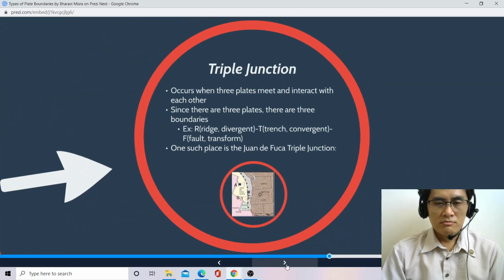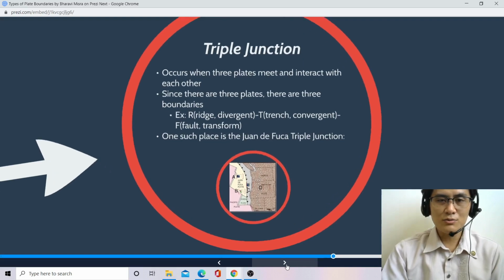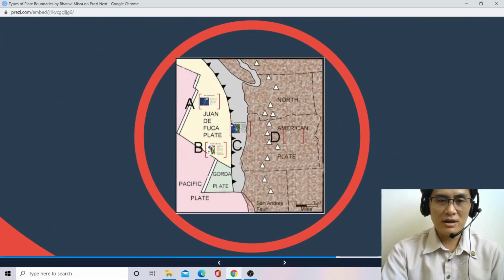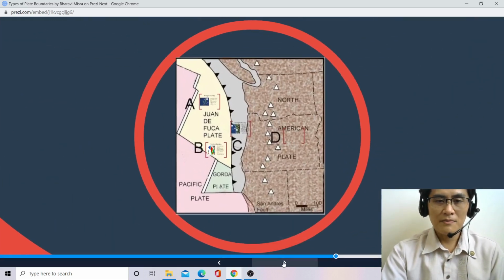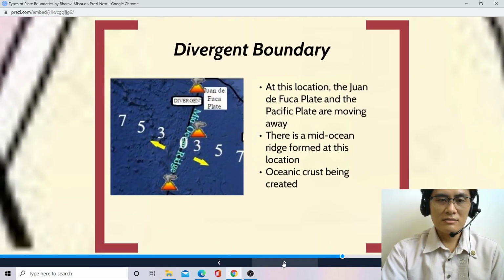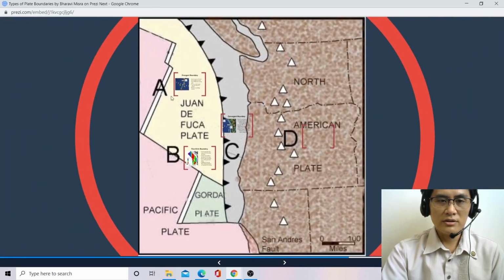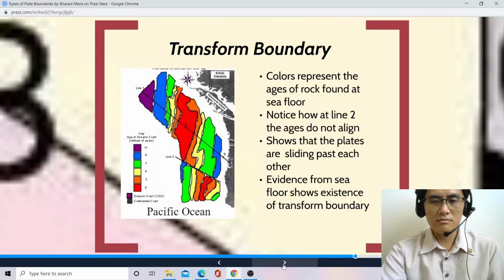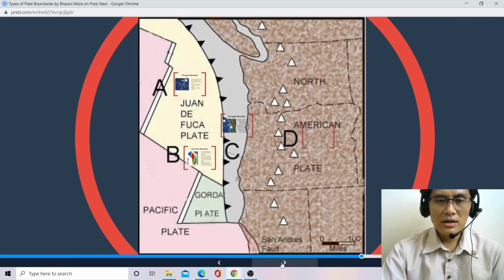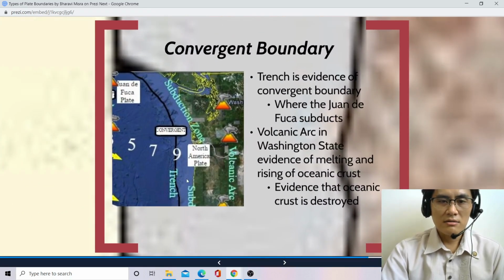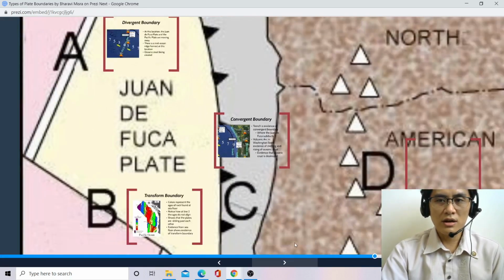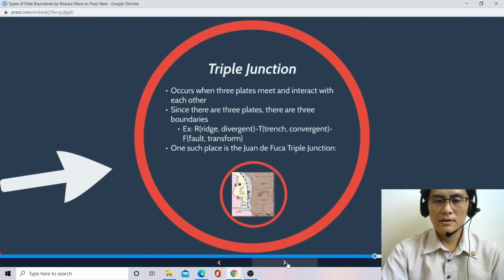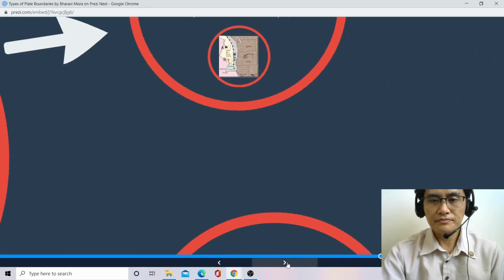And if you're lucky, you can be at a place where the three of them are present. So you have A, B, and C. So you have divergent boundary near Juan de Fuca and this one. And then you have a transform boundary at this side, right? You see the layers misaligned because they are moving sideways. And then you can even have convergent side with Juan de Fuca with this plate here, right? Which I believe is the North American plate.